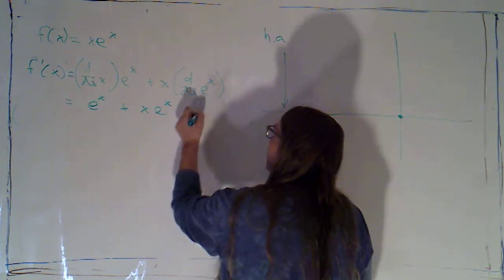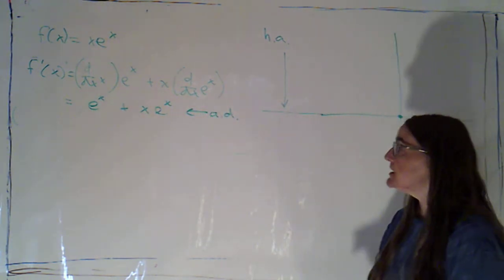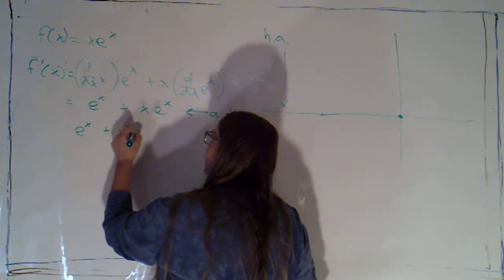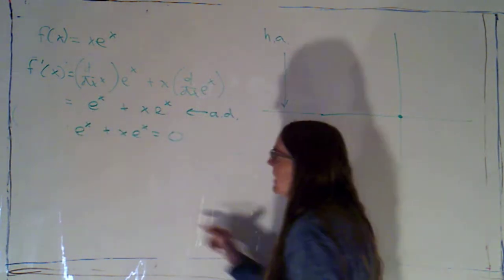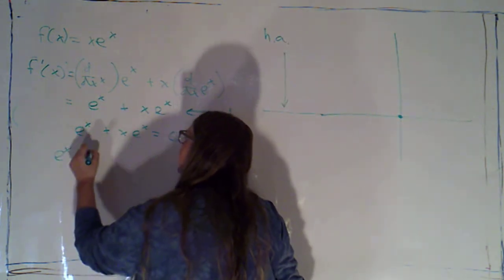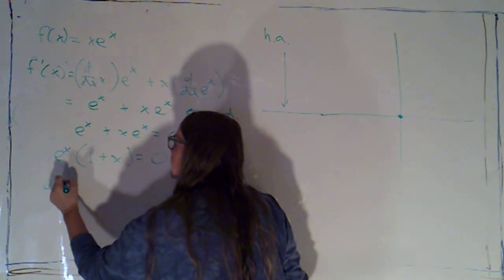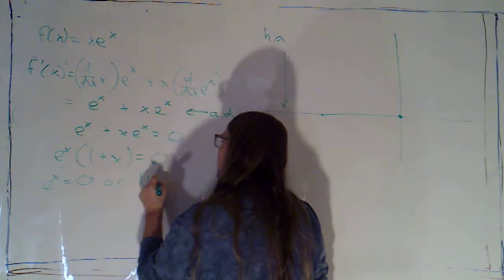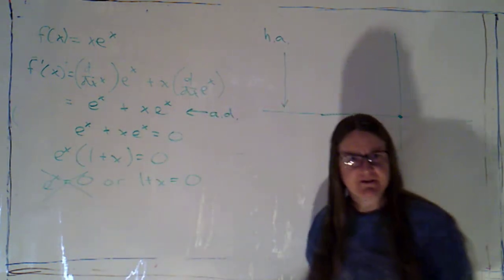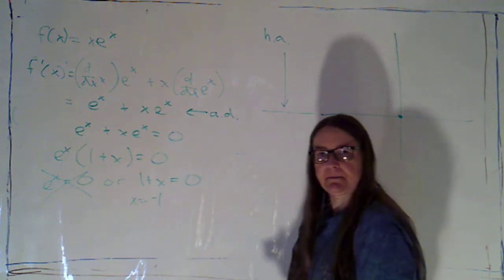Okay. Now, that is always defined, so I won't have any critical numbers from it being undefined. I want to set it equal to 0. So e to the x plus x e to the x equals 0. I want to factor out that e to the x. So we get e to the x times 1 plus x equals 0. So either e to the x equals 0 or 1 plus x equals 0. Now I know e to the x is never 0. So it must be this one. So x is just negative 1.